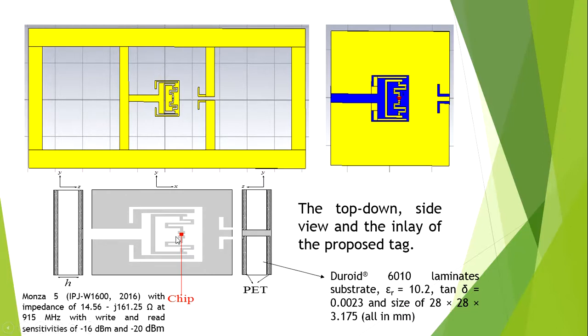The chip I'm using is the Monza 5, which is manufactured by Impinj, having the impedance of 14.56 minus j161.25 ohm at 950 MHz, with the read and write sensitivities as shown here. One key note we can see from here is the write sensitivity is quite low. The lower the write sensitivity, the lower the power needed to activate the tag, which translates into a much longer read distance.